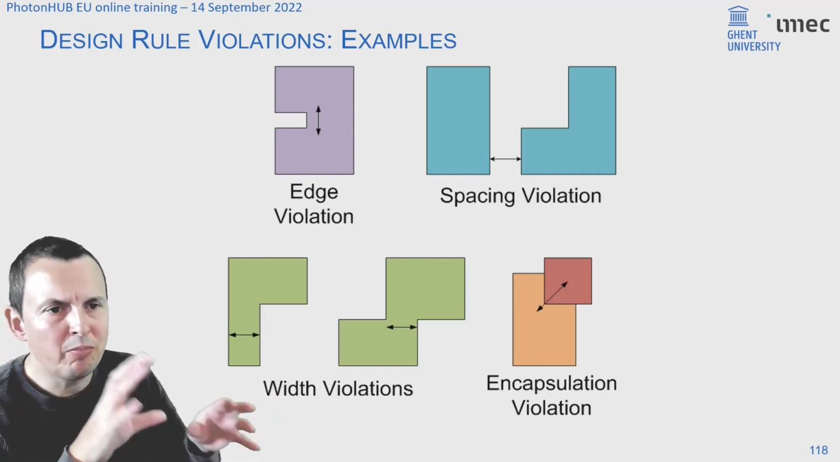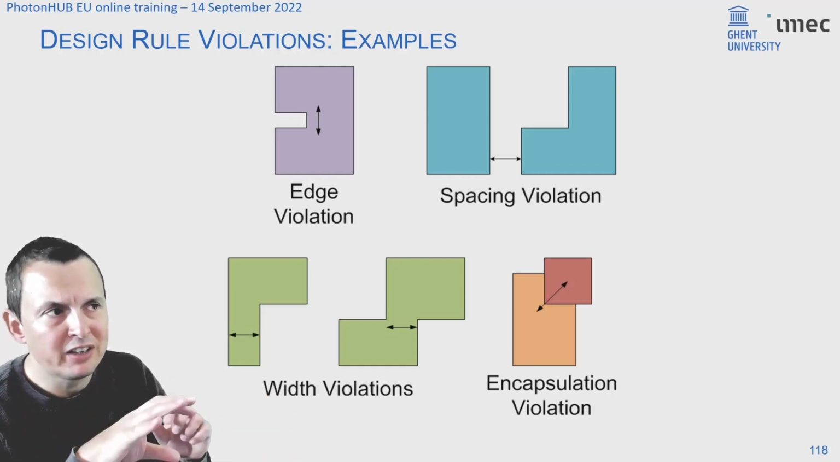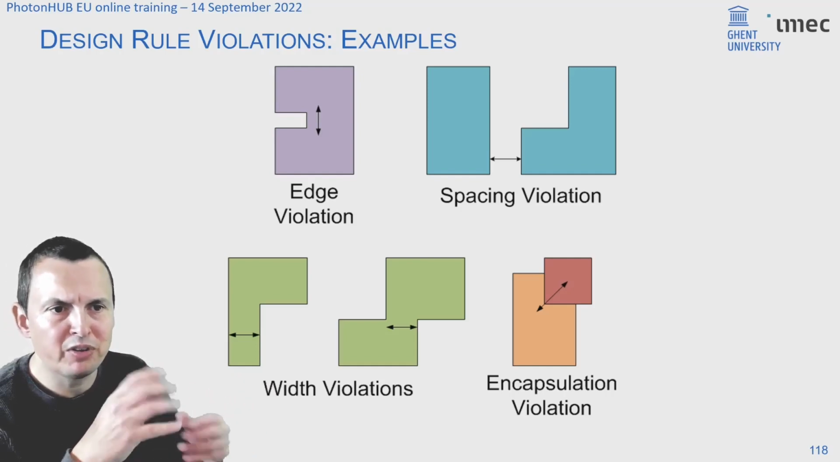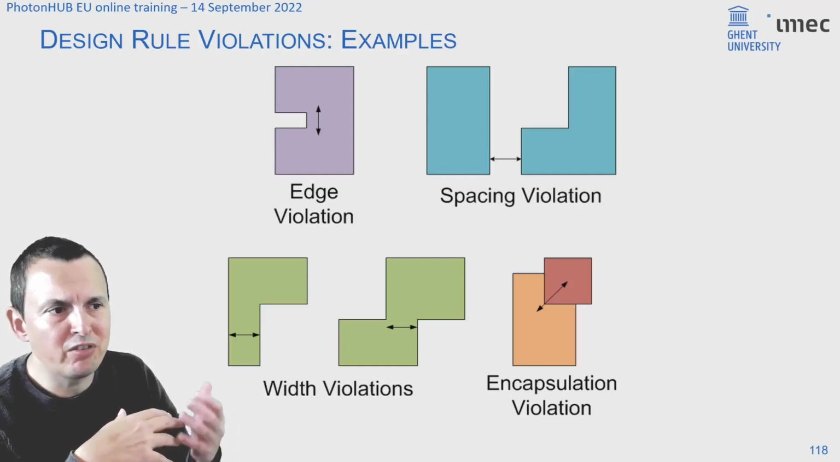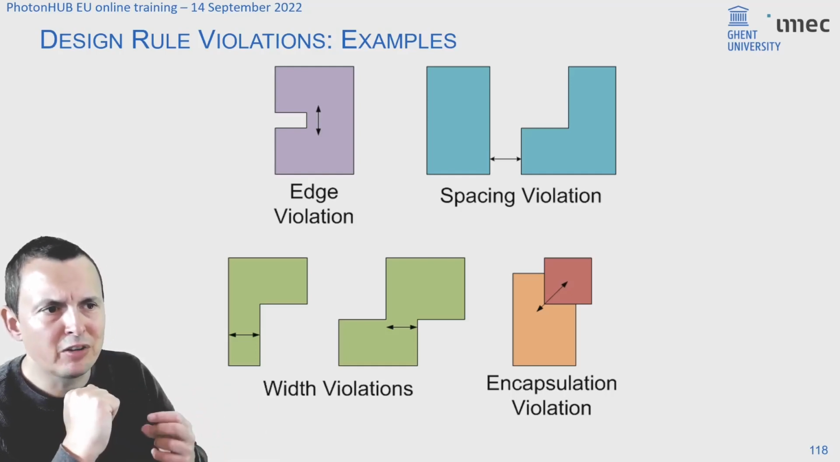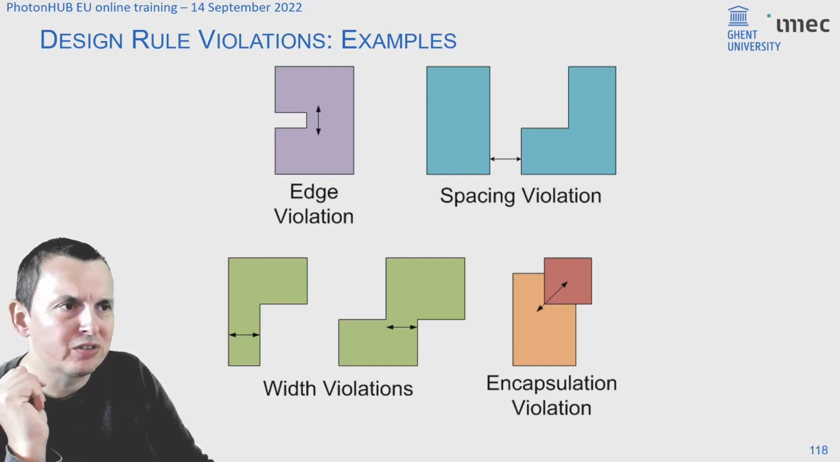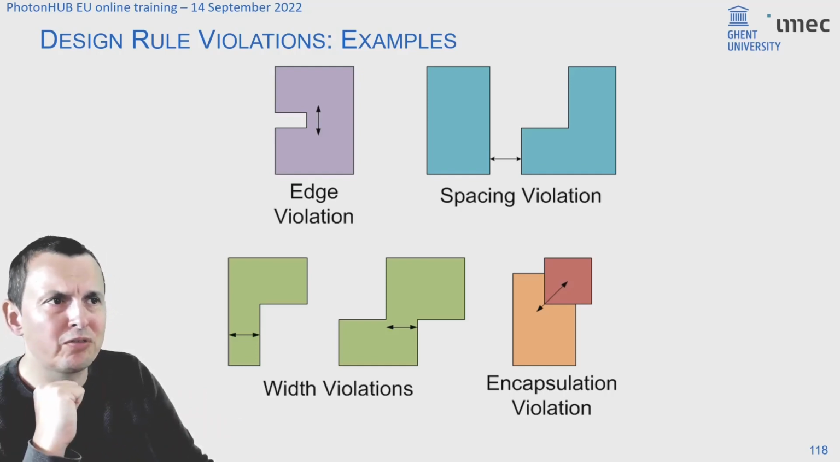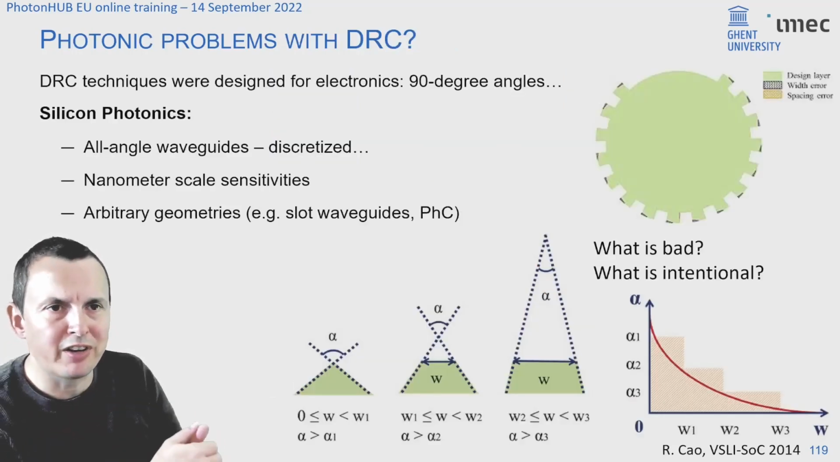And also some layers that are not supposed to be on top of one another, or that are required to be on top of one another, but they're not. So that's the type of error you have, and of course you need to iteratively fix the problems. However, there's a little catch. The tools that are used for photonic design rule checking are actually the same tools as used for electronic design rule checking.